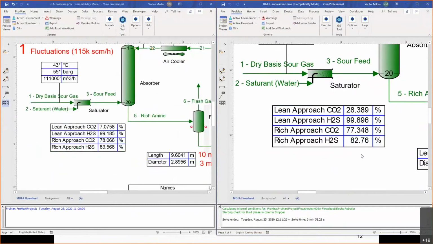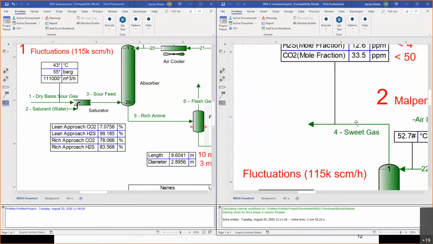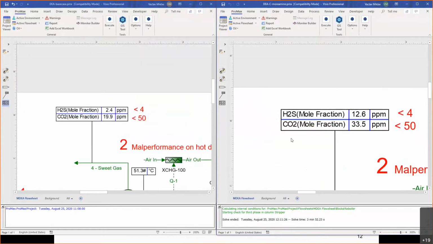With higher circulation rate, the rich approach has gotten a little better, but it looks like the lean approach of H2S is really close to 100%. Let's see what it does with the specification. As you can see, we are at 13 ppm, so we are off spec. And it really just tells you how important regeneration is for H2S specification in this specific case.